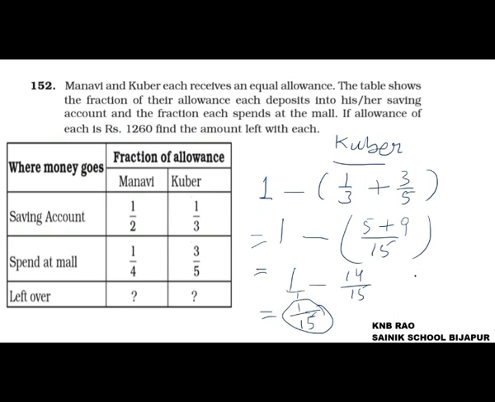If you want to calculate how much is the money, 1 by 15 times 1260 gives the money left over with him. 15 eights are 120 and 15 fours are 60. So rupees 84 will be left over with Kuber. So this is the 152nd question. With this, we have completed all the questions of exemplar problems from this chapter, rational numbers.